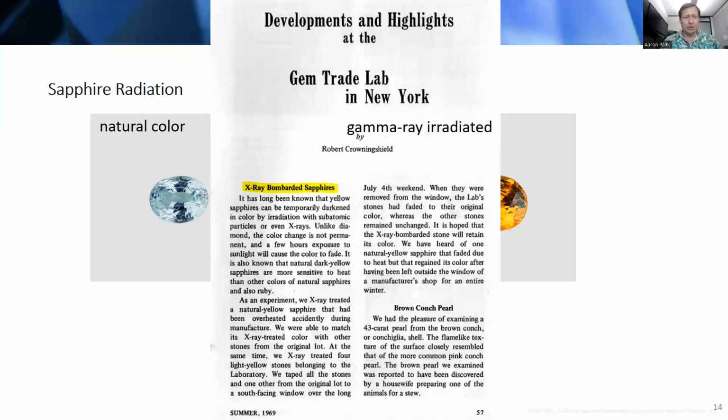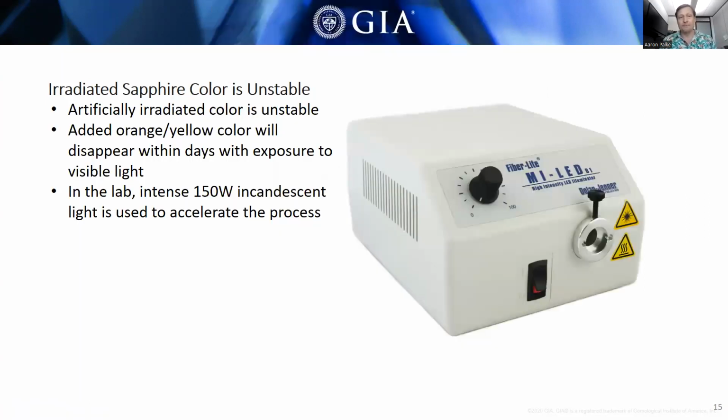So like I said, this has been known for a long time. This is a note from 1969 where they were talking about X-ray bombarded sapphires and the instability of this color that can be induced in this artificial irradiation.